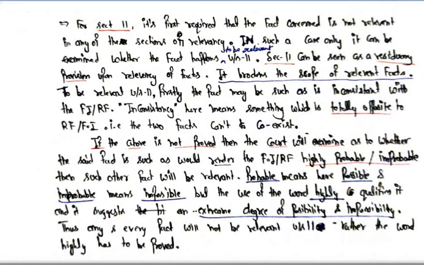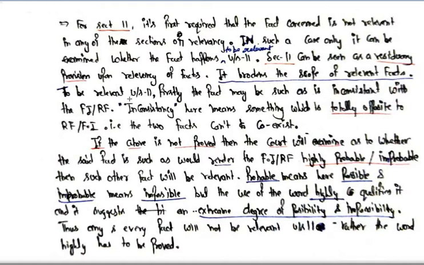So write down, for section 11, it is first required that the fact concerned is not relevant in any of the sections on relevancy. In such a case only it can be examined whether the fact happens to be relevant under section 11. Section 11 can be seen as a residuary provision upon relevancy of facts. It broadens the scope of relevant facts.